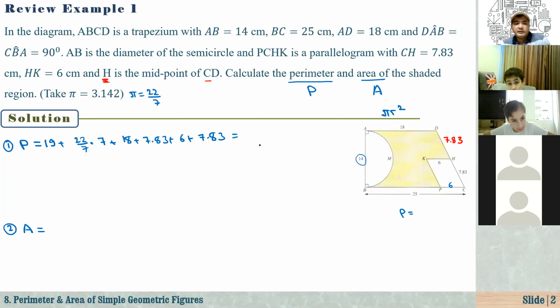So if you calculate this, we have the first one, 19 plus 22 over 7 times 7, where the 7s cancel each other, plus 18 plus 7.83 plus 6 plus 7.83, which is equal to 80.66 centimeters.